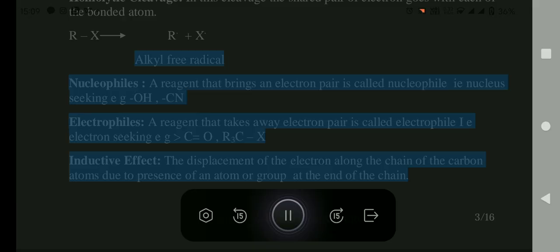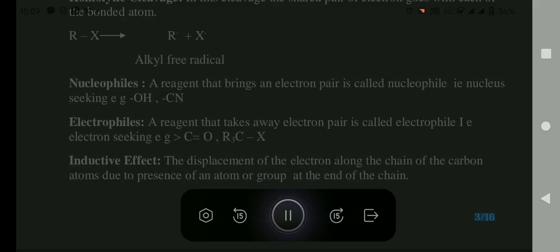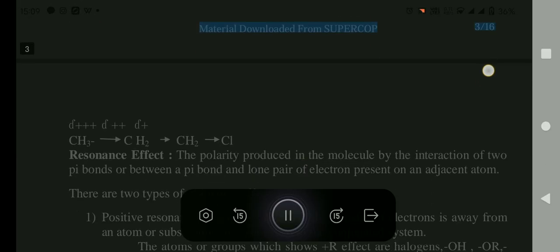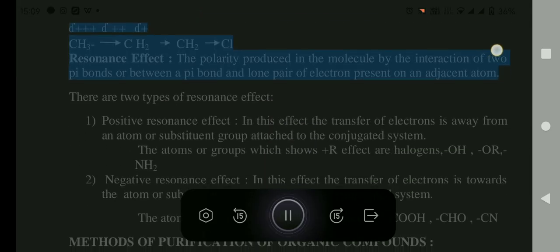Inductive effect. The displacement of the electrons along the chain of carbon atoms due to the presence of an atom or group at the end of the chain. E.g. CH3CH2CH2Cl. Resonance effect. The polarity produced in the molecule by the interaction of two pi bonds or between a pi bond and a lone pair of electrons present on an adjacent atom.